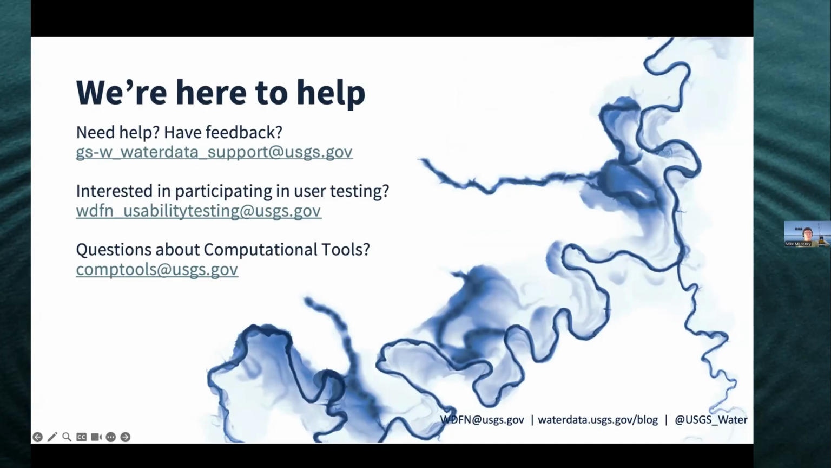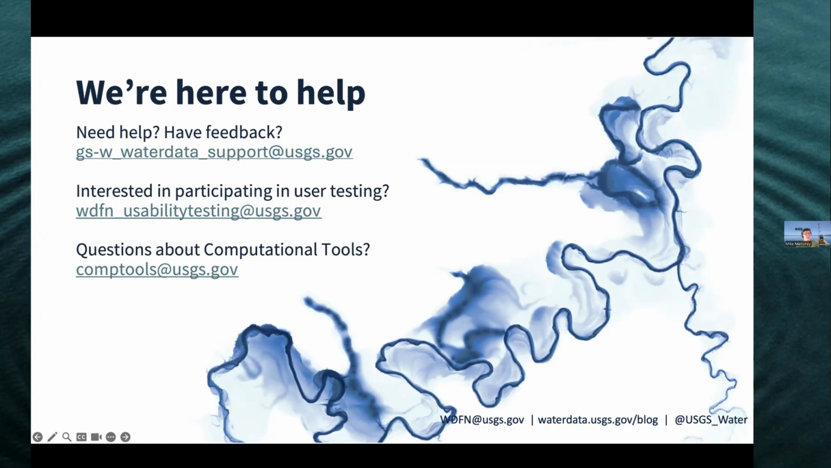Going in order, this top email, gs-w_waterdata_support@usgs.gov. That is the best email to reach out to if you need any assistance working with the new services. We have a team that watches that inbox who will be able to help you troubleshoot any problems that you're running into. And if you have feedback on anything, they forward those emails to me, and I am fully happy to get feedback through that platform. It's really useful to us to inform future development, to find out what folks are having trouble with.